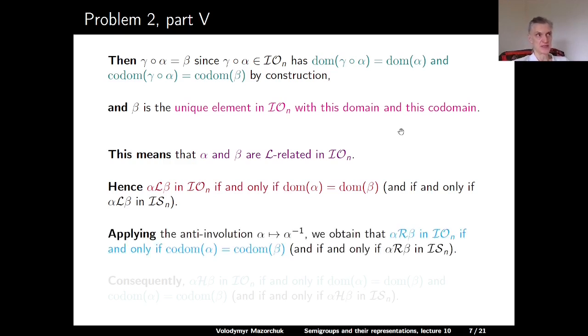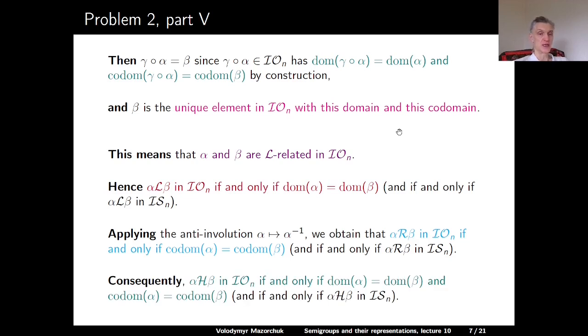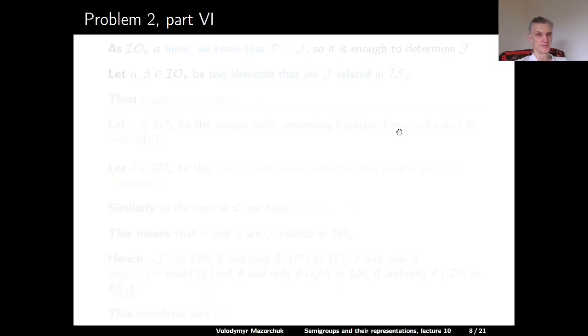Applying the anti-involution which sends an element alpha to its inverse, we obtain that two elements alpha and beta in ION are right-related if and only if they have the same codomain, and if and only if they are right-related in ISN. As a consequence, two elements of ION are H-related if and only if they have the same domain and the same codomain, and if and only if they are H-related in ISN. Also, as we already mentioned, ION is a finite semigroup, so we know that D is equal to J. So it's enough to determine the relation J, D is then automatic.